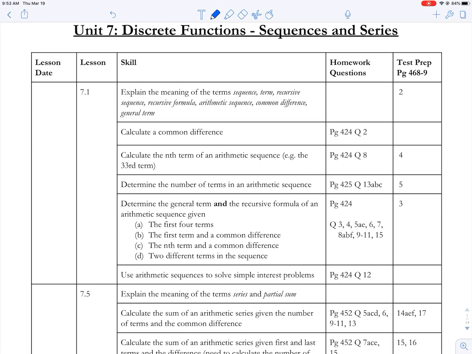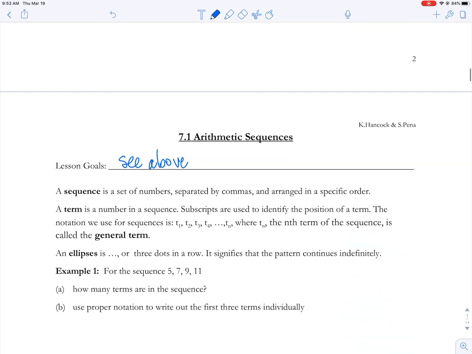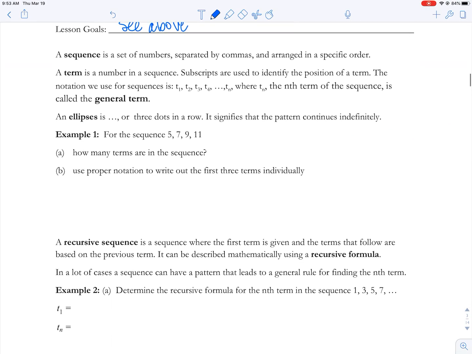for a whole bunch of different things. That's going to be the body of the work today. And then also using arithmetic sequences to solve simple interest problems. You did simple interest way back in grade 7. So let's begin with some of those definitions.